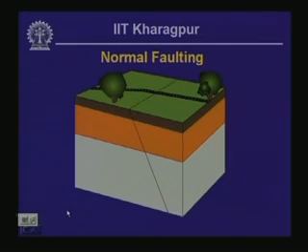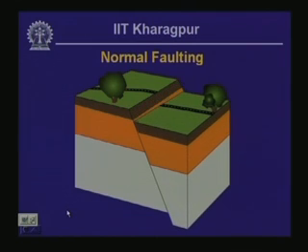Let us watch it again. This is how normal faulting develops. You can understand that normal faulting develops in a tensile regime, when we try to pull the two blocks on either side of the fault plane apart from each other, then we develop a normal fault.